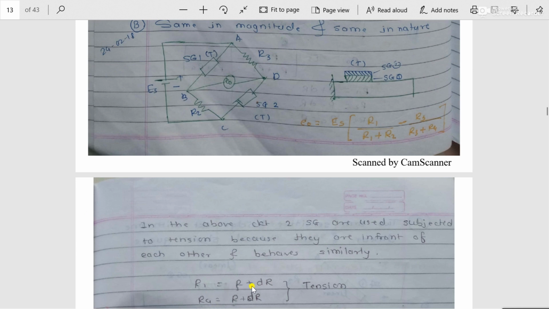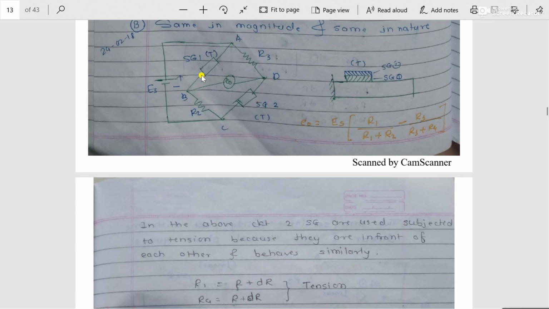Why is it equal to R plus delta R? Because R represents the resistance of the strain gauge before application of load, and delta R represents the change in resistance after application of load. And the plus sign indicates that strain gauge 1 is subjected to tension. Therefore R before the application of load, delta R after application of load, and due to the tension the resistance increases. At the same time, strain gauge 2 is provided on arm number 4, so it is also subjected to tension. Therefore R4 is equal to R plus delta R.